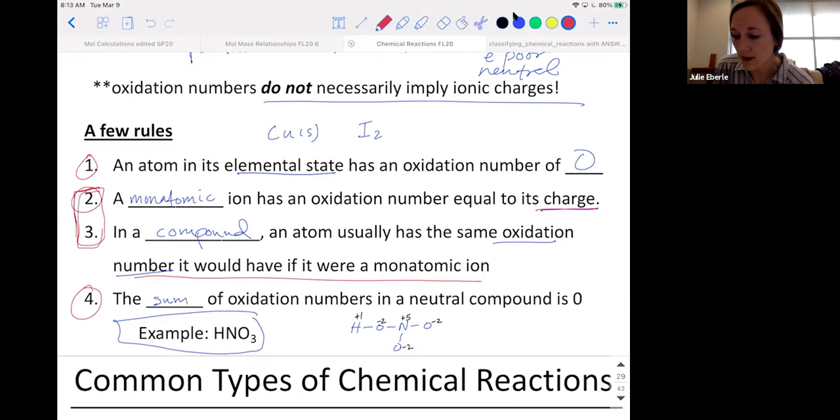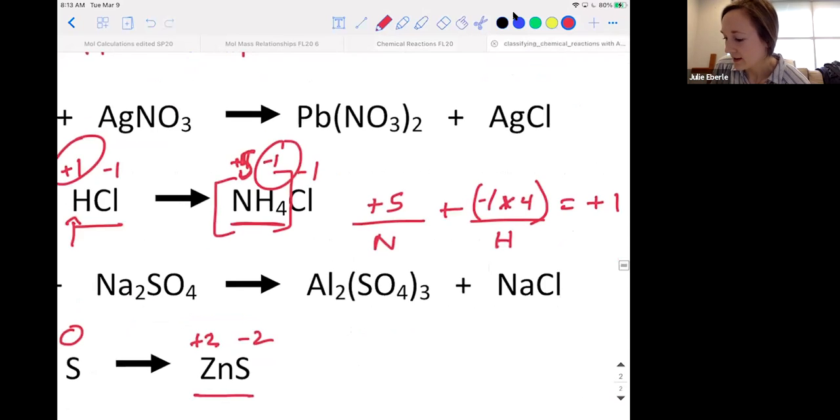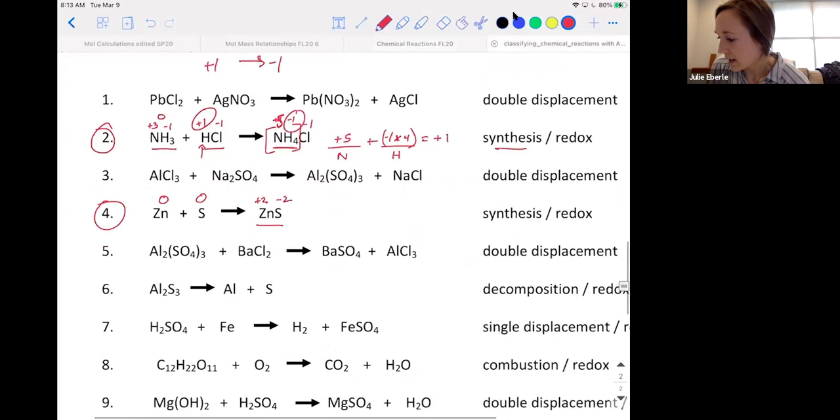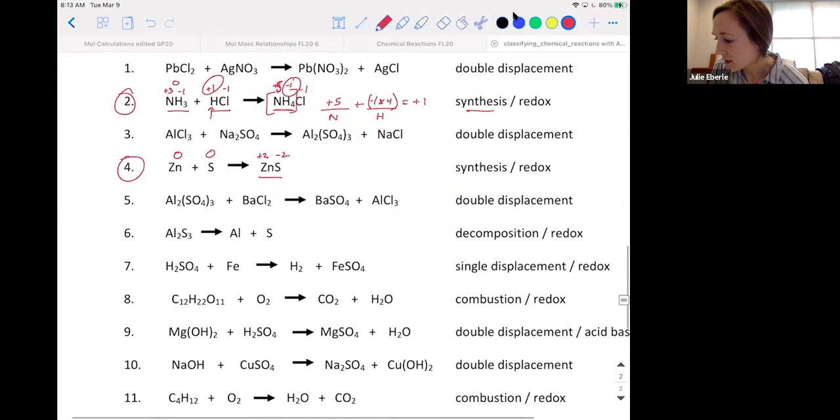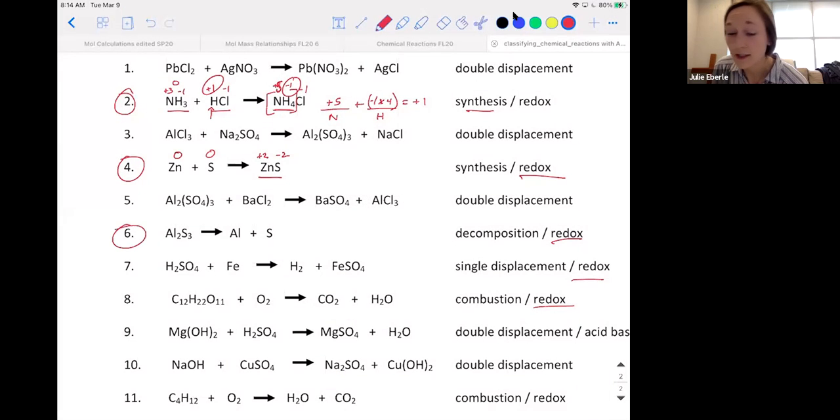Basically, you really have to pay attention to rules 2 and 3. Anyway, so there's several of these. You can see that we're labeled redox, redox, redox. A lot of these charges are changing. Okay. So anyways, I thought number 6 was very interesting.